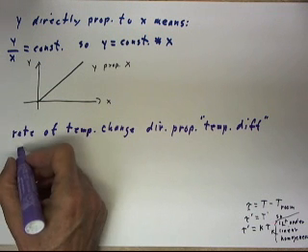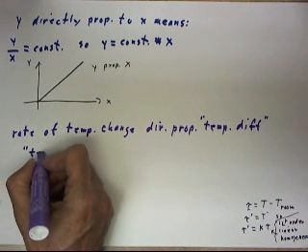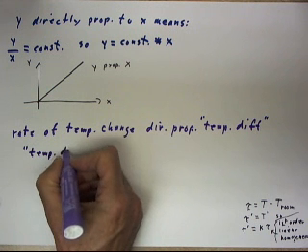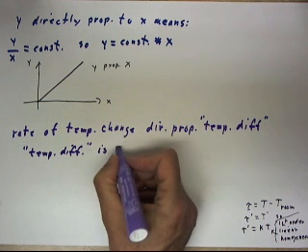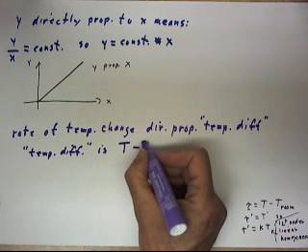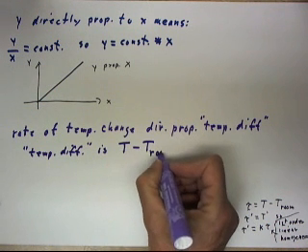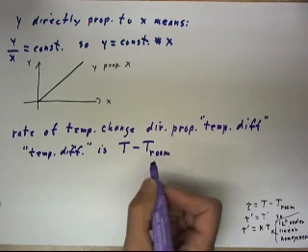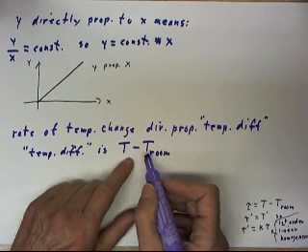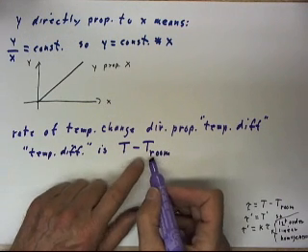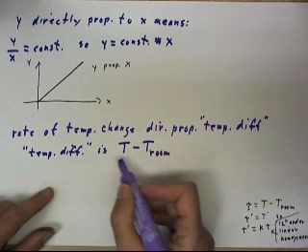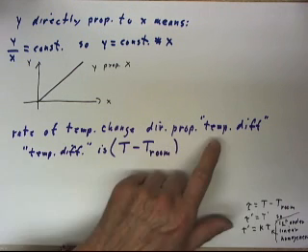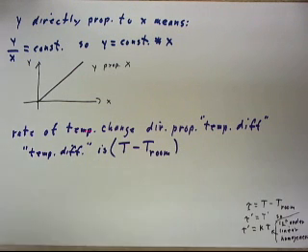So, first of all, temperature difference is the temperature of the object minus the temperature of the room. Now this could be ambient temperature or temperature of the surroundings. We're going to say temperature of the room. So there's the motivation for the idea of temperature difference.